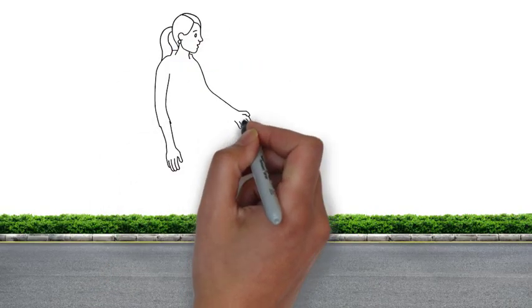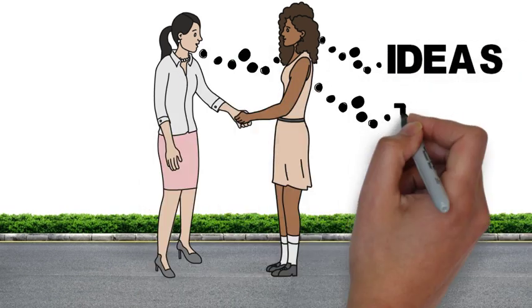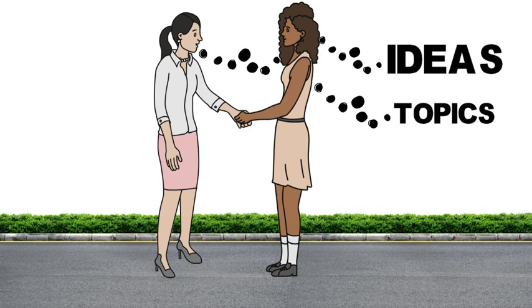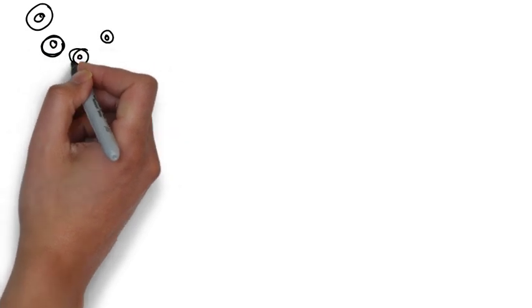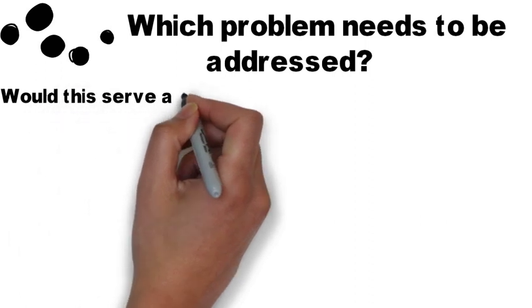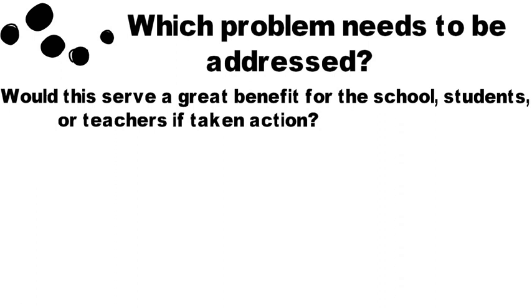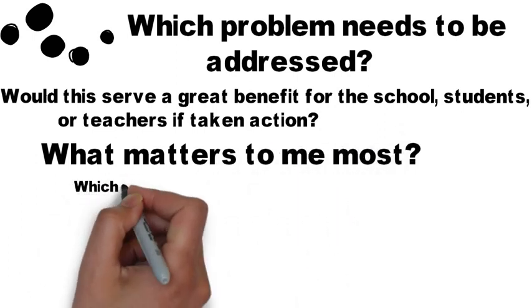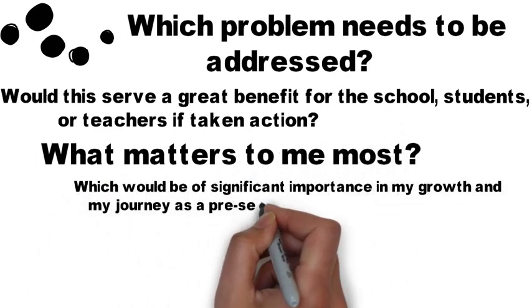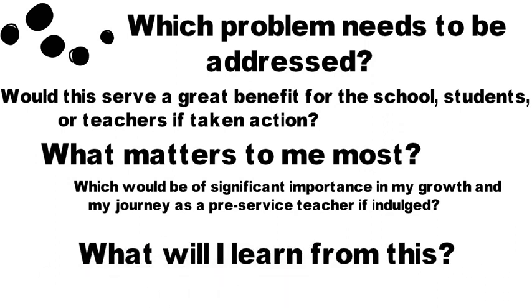My research partner, Light, and I started our action research by brainstorming ideas and topics that we believe we should focus on. To help us make a more relevant decision, we considered questions such as, which problems need to be addressed? Would this serve a great benefit for the school, students, or teachers if action is taken? Or even personal reflective questions such as, what matters to me most? Which would be of significant importance in my growth and my journey as a pre-service teacher if indulged? What will I learn from this?